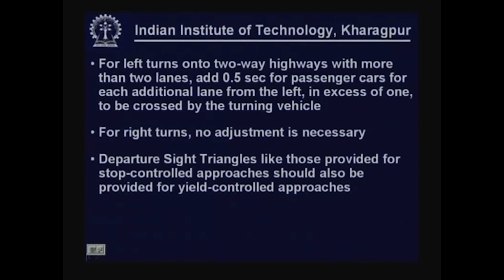Now, departure side triangles like those provided for stop controlled approaches should also be provided for yield control approaches. This is because if there is a conflicting vehicle, then vehicles approaching from a minor road also may have to stop. So, if they stop, then the departure side triangle will be an appropriate consideration.